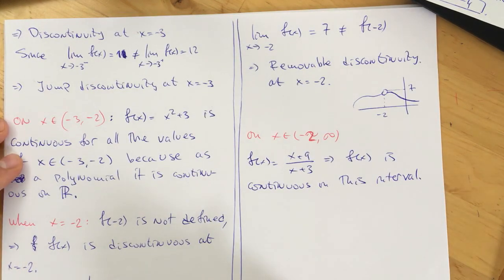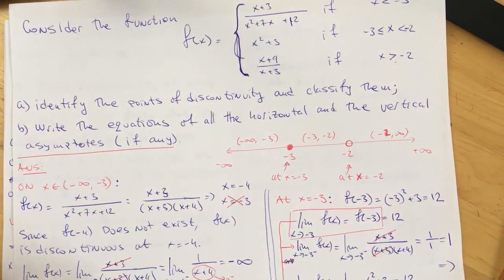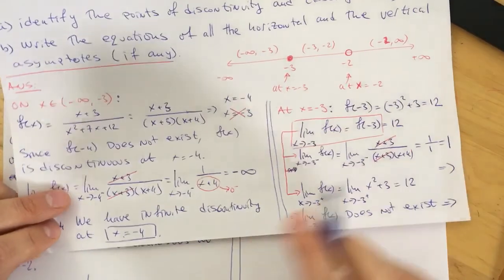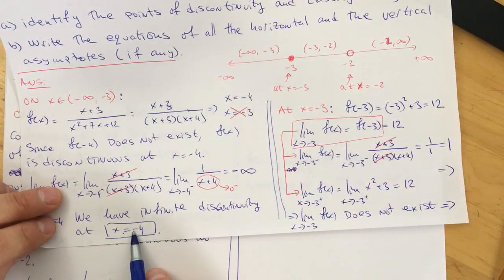Okay, so the points of discontinuity were what? X is equal to negative 4, where we have infinite discontinuity.